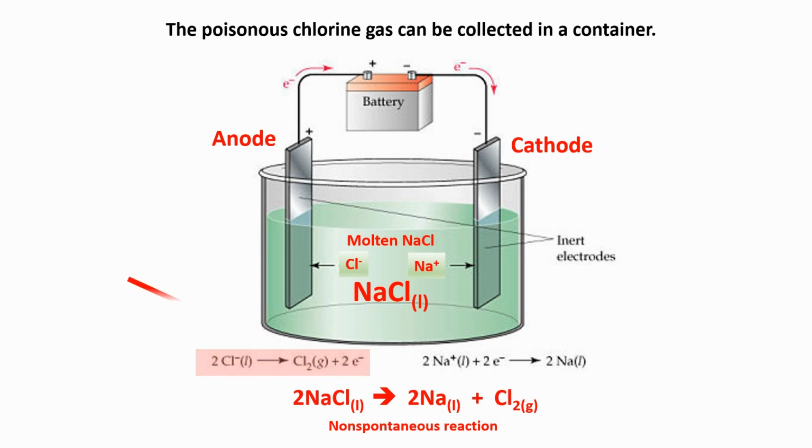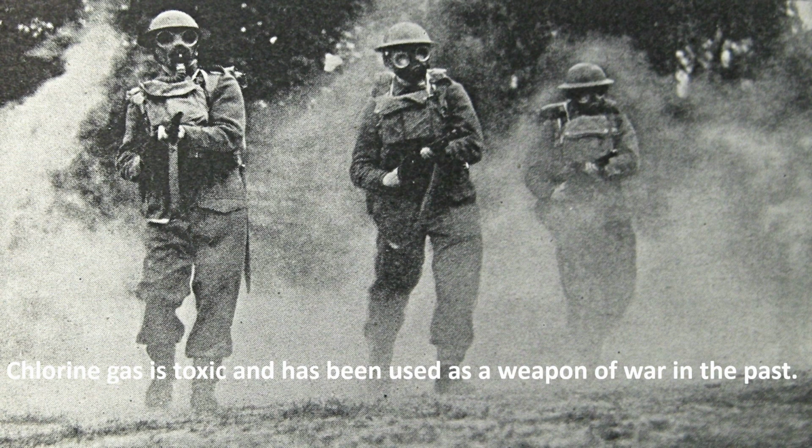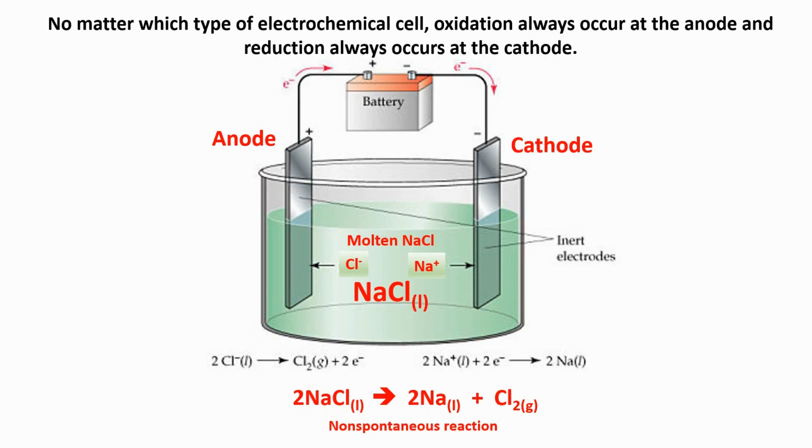The poisonous chlorine gas can be collected in a container. Chlorine gas is toxic and has been used as a weapon of war in the past. But no matter which type of electrochemical cell, the voltaic cell or the electrolytic cell, oxidation will always occur at the anode, and reduction will always occur at the cathode.